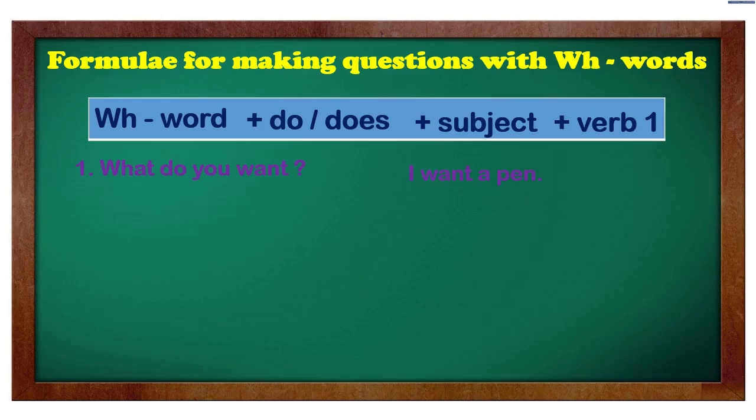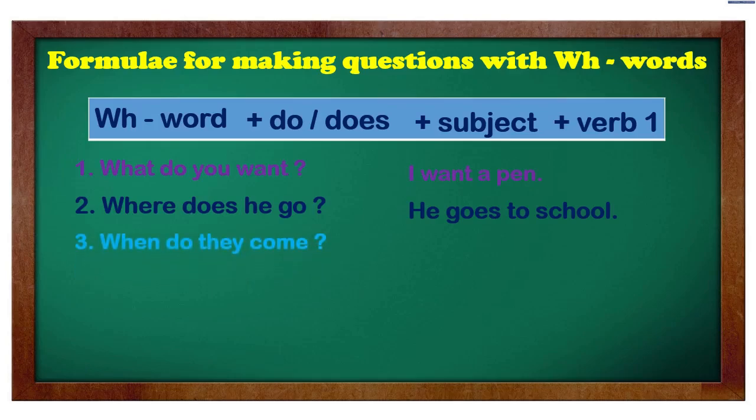Okay, the next one, where does he go? This question also starts with a WH word and it needs a location he goes. So we can give the answer like he goes to school, he goes to his village, like this. Okay, the next one, when do they come? This question needs time they come. So we can give the answer like they come at 5 o'clock, they come in the evening, like this.